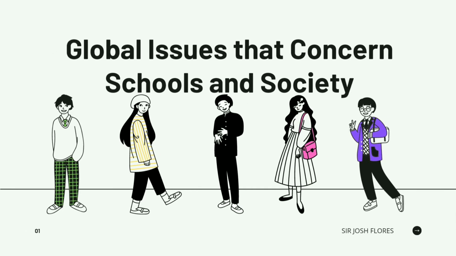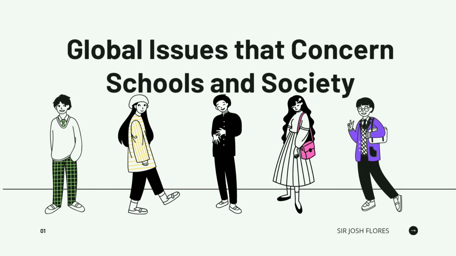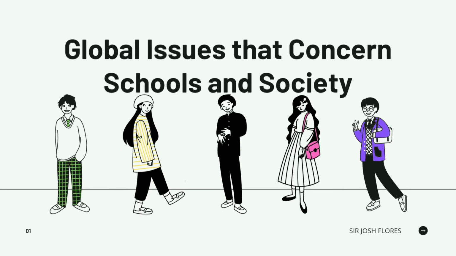We are now in chapter 5 and the title of our lesson is the global issues that concern schools and society. For the learning outcomes at the end of this chapter, you should be able to discuss at least two global issues in society and explain proposed solutions to the social problems.